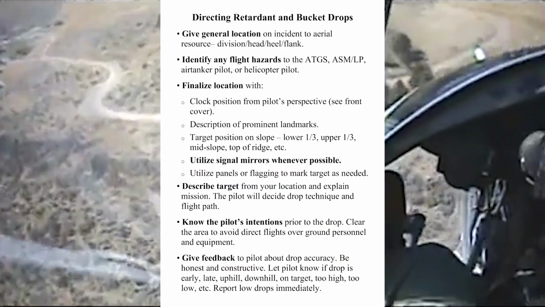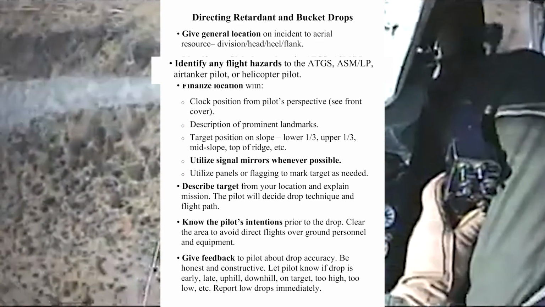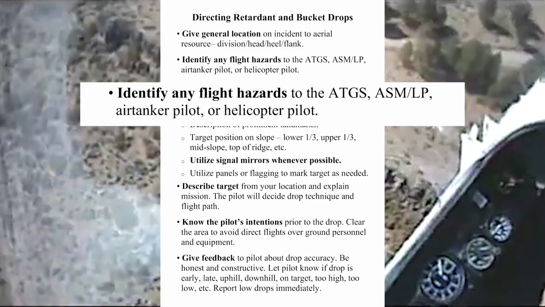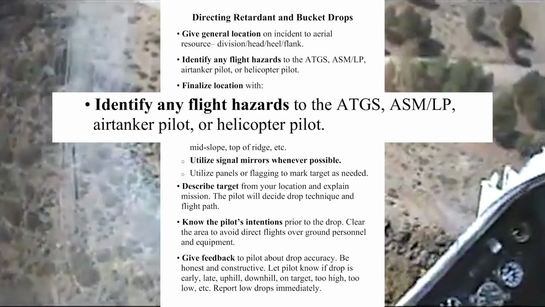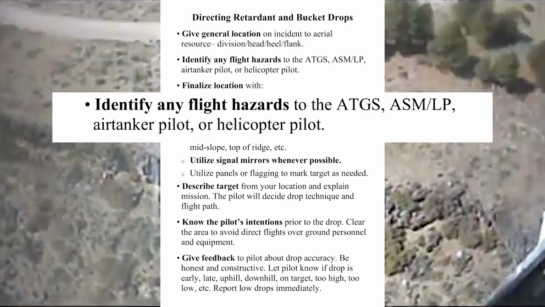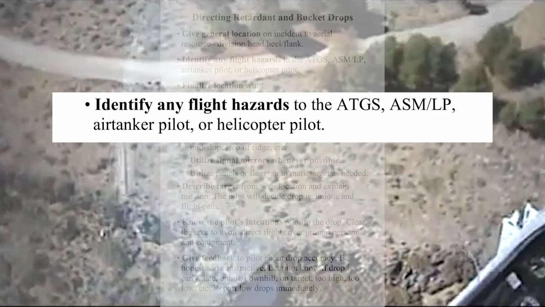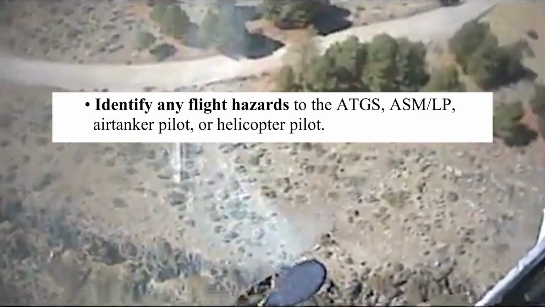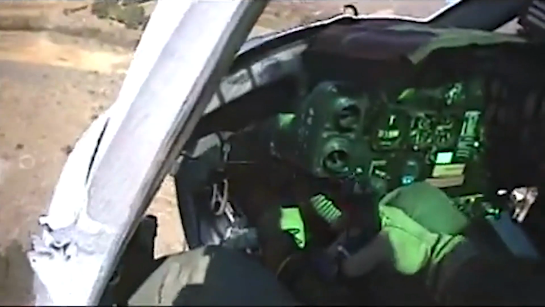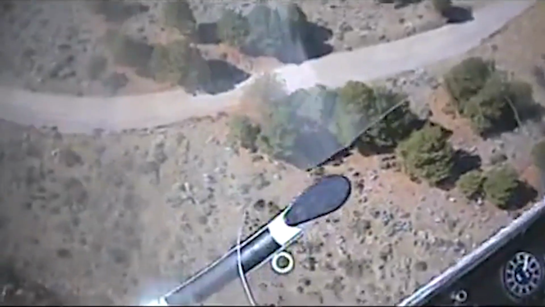Identify any flight hazards. Don't assume that the pilot has prior knowledge of the area. Identify any hazards such as snags, taller trees, antenna towers, power lines, wind turbines, and overhead wires. These hazards may not be visible to the pilot from the air.